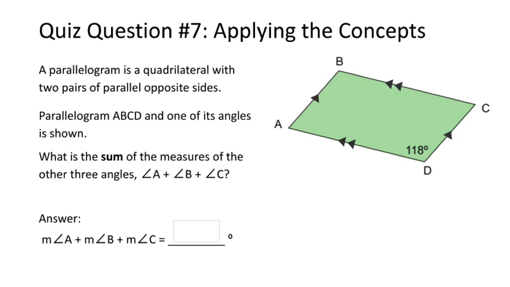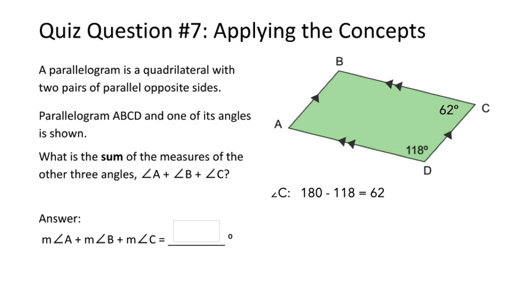This problem talks about a parallelogram ABCD. One of the angles is shown, 118 degrees is the measure of angle D. And we are asking for the sum of the measures of the other three angles, A plus B plus C. So let's start by looking at angle C. It forms a same side interior angle with angle D, so angle C and D are supplementary. The measure of angle C is 62 degrees.